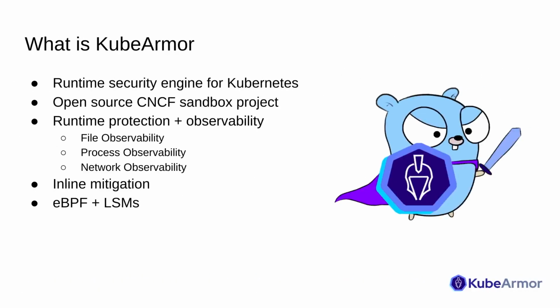So moving on to the CubeArmor. What is CubeArmor? CubeArmor is a runtime security engine for Kubernetes and it's an open source CNCF sandbox project. CubeArmor basically provides runtime security for Kubernetes with observability. You can have observability throughout your cluster like file observability, process observability, and network observability. And CubeArmor also supports inline mitigation that we'll talk about in the later slides. Under the hood, it leverages eBPF and LSMs.